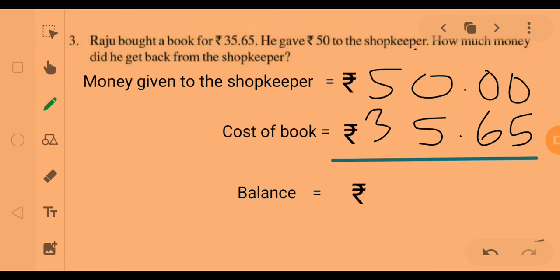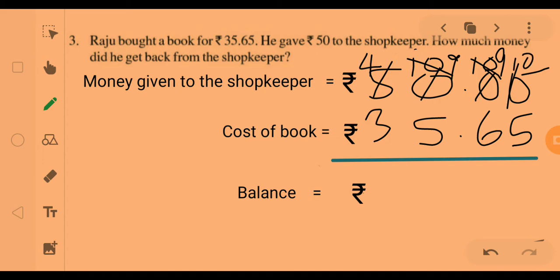Now we need to get the amount given back to Raju. That is, we have to subtract the cost of book from the total amount, that is 50 rupees. So let us subtract it. Here we have to borrow. So 5 becomes 4. Then next place 10. From this 10, 1 borrow, here 9. Next place is 10. Then again from this 10, 1 borrow, 9, and the last place is 10.